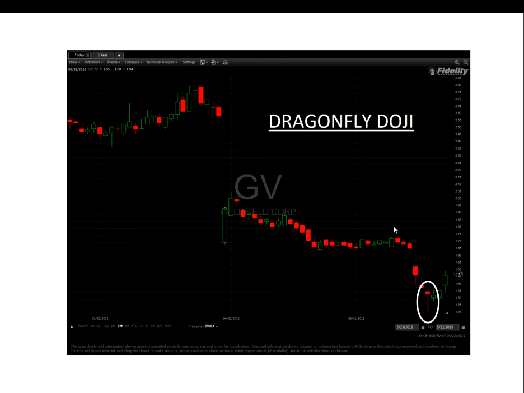Another dragonfly doji, got a massive gap down into a downtrend. We get our dragonfly body at the top, it's small, and extra long tail immediately into an uptrend.